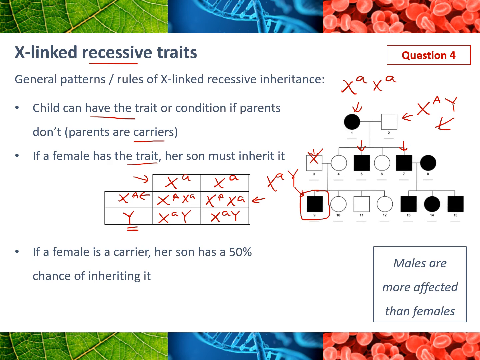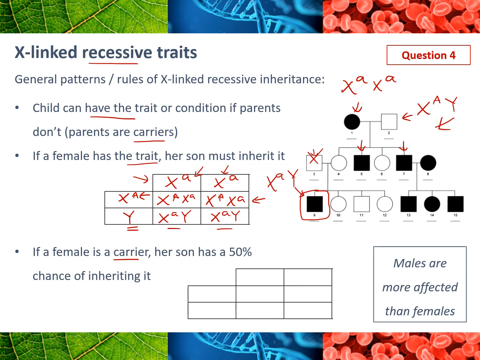So if a female is homozygous recessive, she must pass that recessive allele on to her son, and the son will end up having that condition. Another rule is that if a female is a carrier, her sons will have a 50% chance of inheriting the condition. So again, let's look at this individual here. She is a carrier, so she doesn't have the condition. She's got 1 dominant allele and also a recessive. The dad doesn't have the condition, so he's got the dominant allele and the Y.